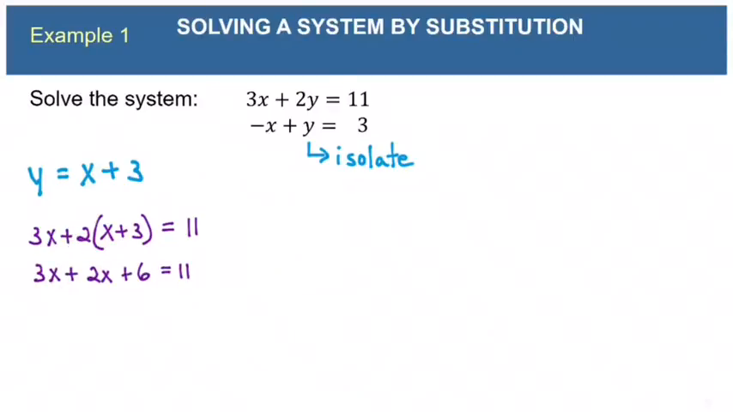and now we can distribute the 2 and combine like terms and solve. So now I'll subtract 6 from both sides and divide both sides by 5, and we find out x = 1. Okay, well that's half of our solution.